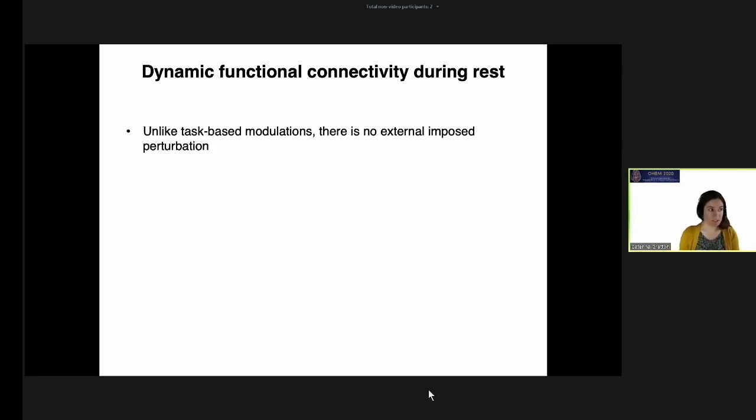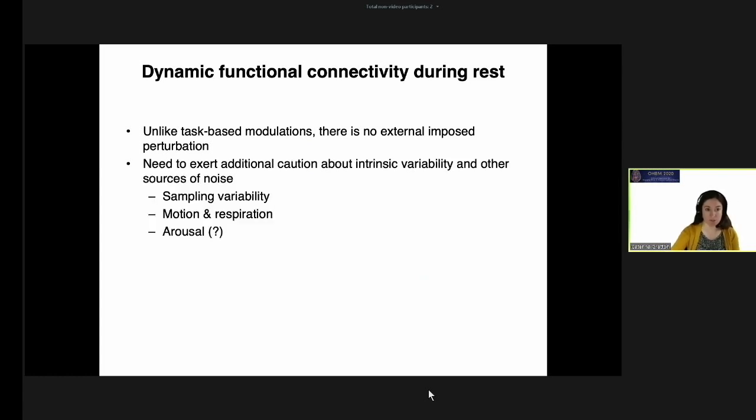However, care needs to be taken in the measurement and interpretation of dynamic functional connectivity during the resting state, because unlike task-based modulations, there's no externally imposed perturbation, which means that you have to be cautious about other forms of intrinsic variability and noise that may modify functional connectivity structure as well. This includes things like sampling variability, motion and respiration, as well as arousal that I'll cover in the next few slides.